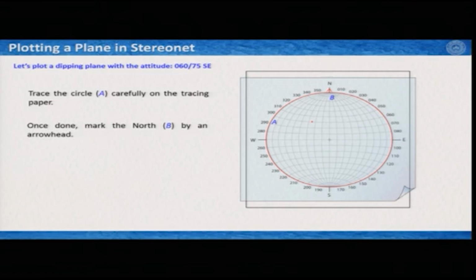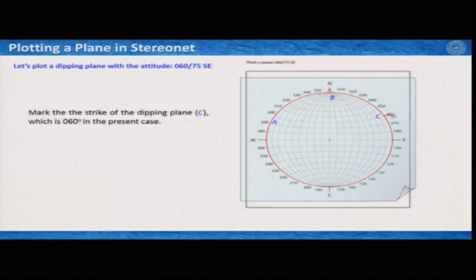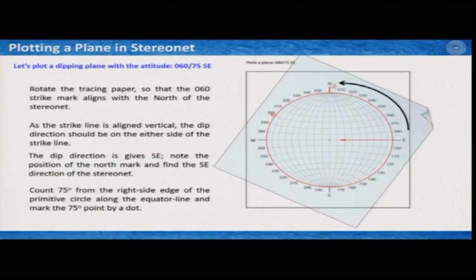Again, you mark or you trace the primitive circle on the tracing paper, and you mark the north, which is here the point B on the tracing paper. Now, as the strike is 60 degrees, so in a very similar way you mark the strike 60 degree on the tracing paper the way it is done in the previous step, and this time you do not align this 60 degree towards the east or west, you align this to the north. So, you rotate the stereo net in such a way that this 60 degree mark aligns to the north of the stereo net.